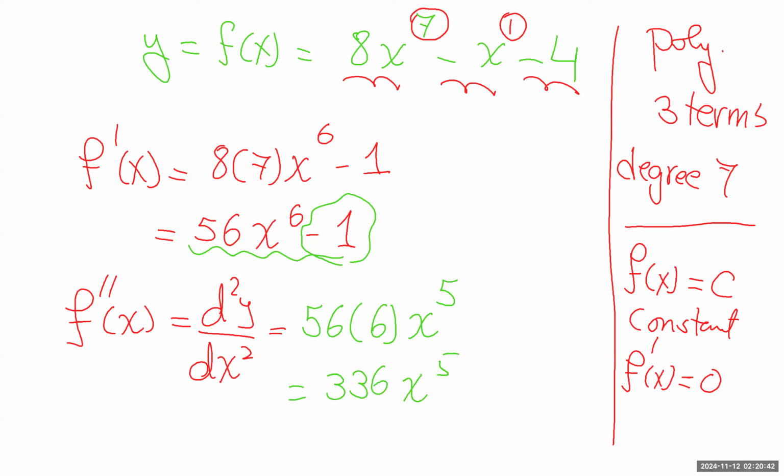Also, you can get the third derivative. So if we need to get the third derivative here, what's going to be? I'm going to do the same. The third derivative for this one is going to be 336 times what, Mustafa? Times 5 x to the power of 4. Yes. So this one will be 1680 x to the power of 4. Is it clear now? Clear, yes. Okay.